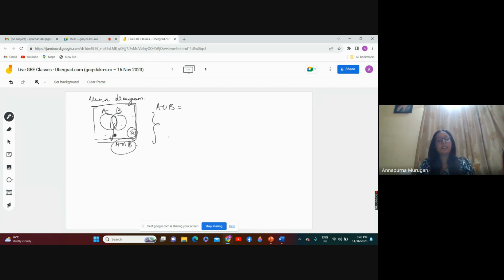So A intersection B is what? Only the elements that are present in A and B together, so in both of them. Okay, so that is the thing.